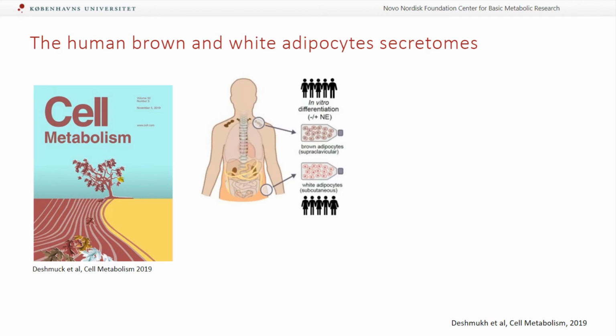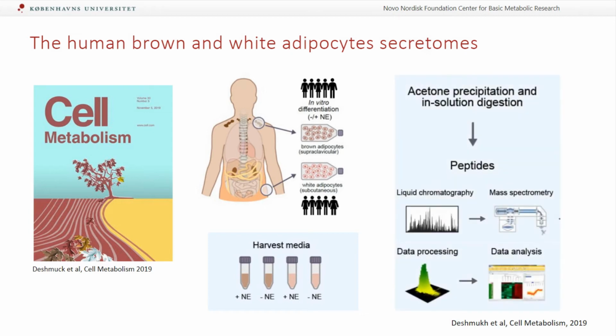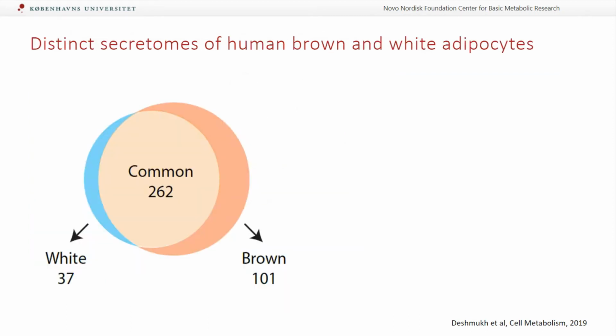So what we did was we isolated cells from white and brown fat from several different individuals, and then we took the cell culture media from these cultures, and we performed proteomics in collaboration with Matthias Mann and Atul Deshmukh at the Novo Nordisk Foundation Center for Protein Research. And we found that there were very distinct secretomes between brown and white adipocytes in humans.